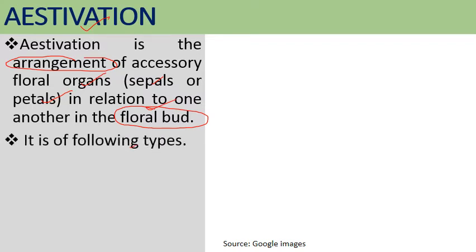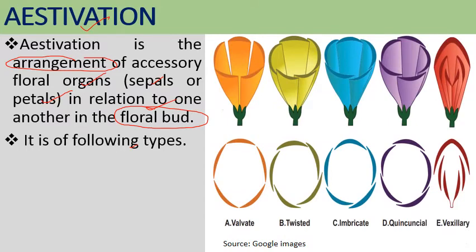It is of following types. This is the animated diagram which shows types of estivation. इसमें हम पढ़ेंगे valvate estivation, twisted estivation, imbricate, quincuncial, vexillary estivation, one by one in detail. The first type of estivation is valvate estivation.